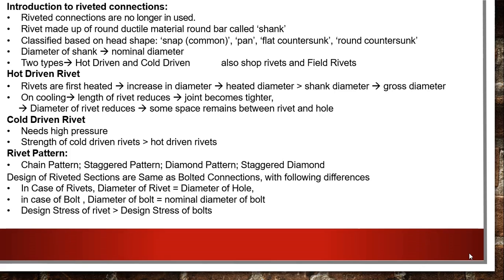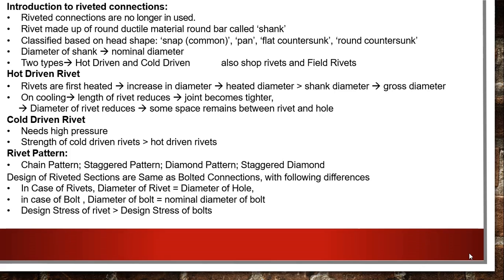The rivets are first heated, then the diameter increases. The heated diameter is greater than the shank diameter, which is called the gross diameter. After cooling, the length of the rivet reduces, joints become tighter and the diameter of the rivet reduces. So, some space remains between the rivet and the hole. Okay. Now, cold driven rivets generally need high pressure. The strength of cold driven rivets is greater than that of hot driven rivets.